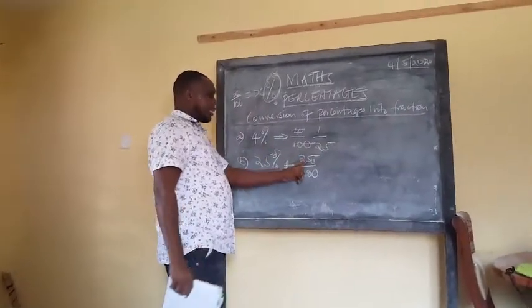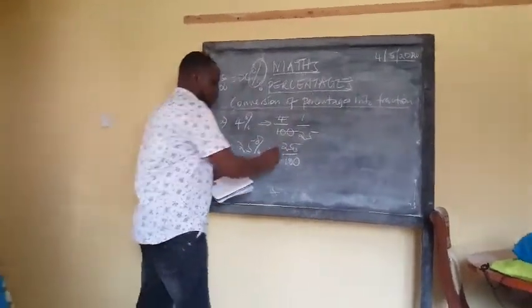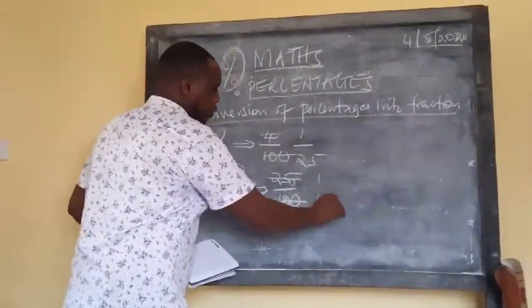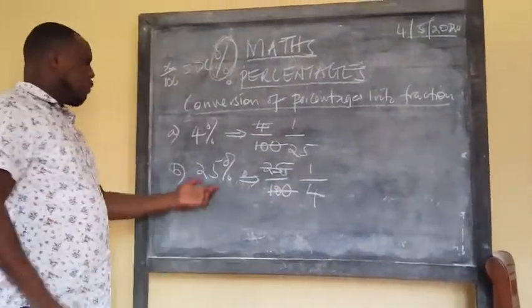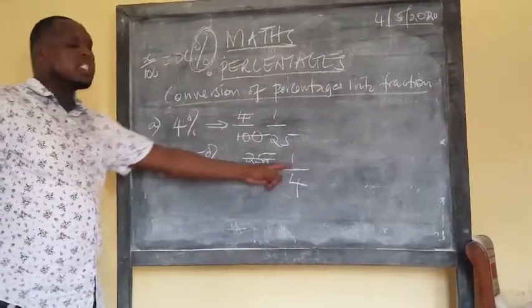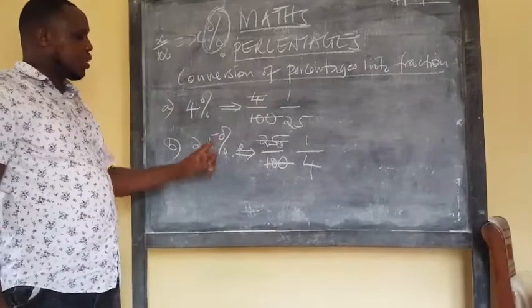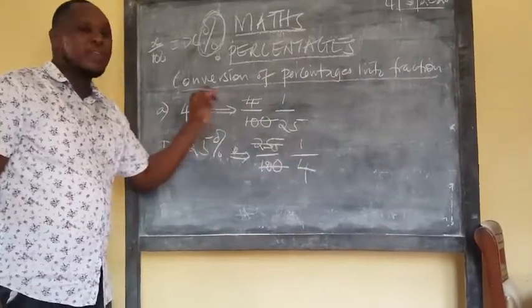So we are going to take this and have a common divisor, that is 25, 1 by 25, 4. And so 25% written as a fraction is 1 over 4. 25% written as a fraction is 1 over 4 in a simplified form.